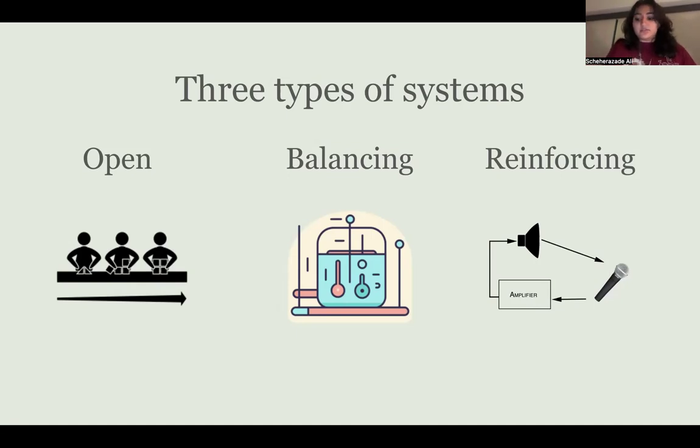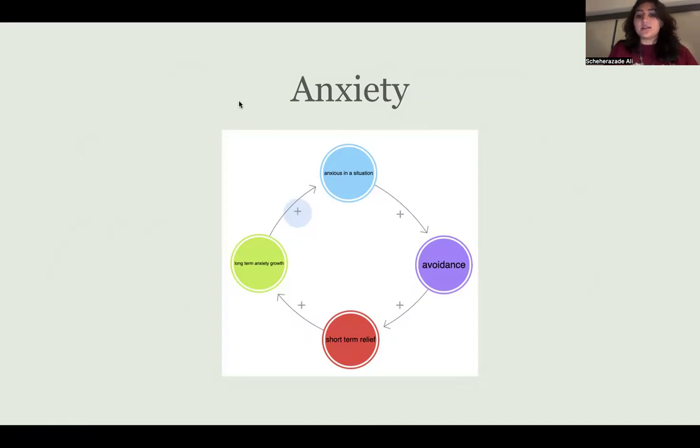The example I'm going to talk about is the cycle of anxiety. It's a reinforcing loop. You can start with being anxious in a situation. You're nervous. You might be physically tensed up, stressed. And so naturally you want to avoid that situation. And that leads to avoidance. And that avoidance leads to short-term relief because now you're not feeling stressed about the situation anymore. But because you've just rewarded yourself for avoiding situations in which you're anxious about, you've created long-term anxiety growth.